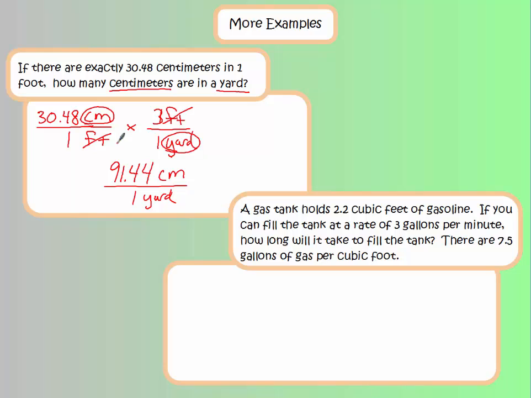Okay, remember multiplying fractions. When you multiply them, you go straight across. Okay, that's where I got the 30.48 times 3, and the 1 times 1 is still 1. All right, let's take a look at this one.